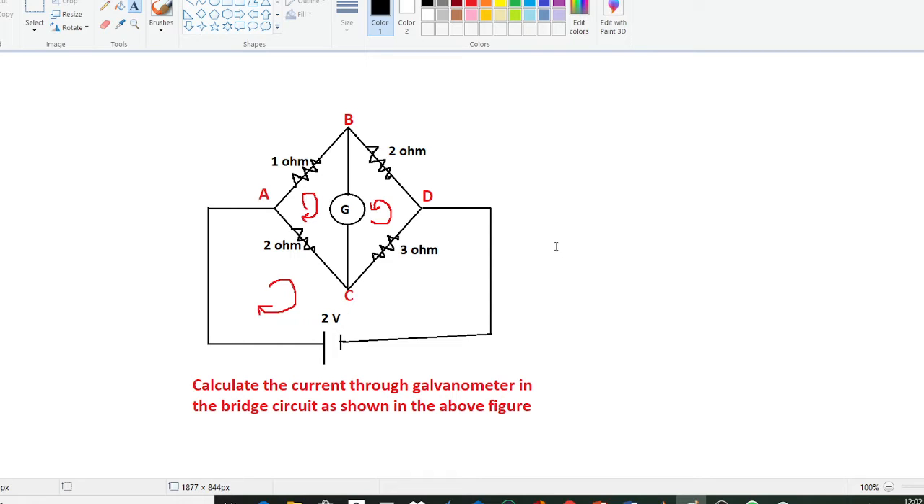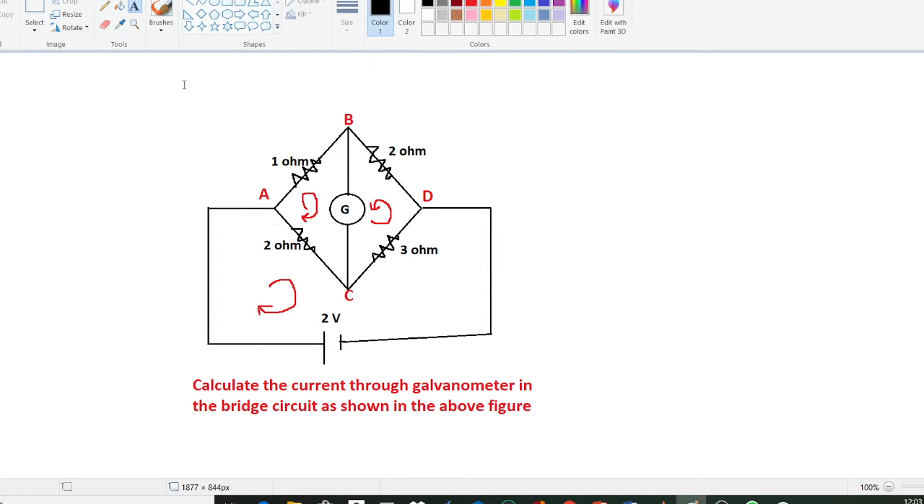Today again I am back with another important numerical in basic electrical engineering. So here on the screen you can see a numerical, and in this numerical we have to calculate the current through the galvanometer in the bridge circuit as shown in the above figure. Means here we have to calculate the current through this galvanometer.